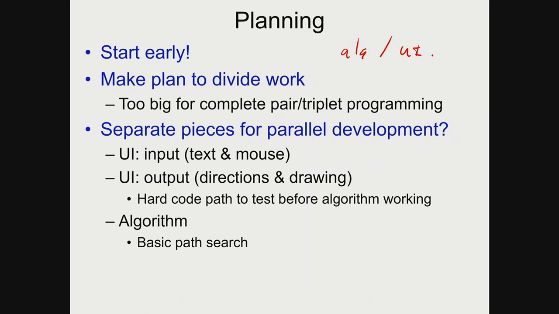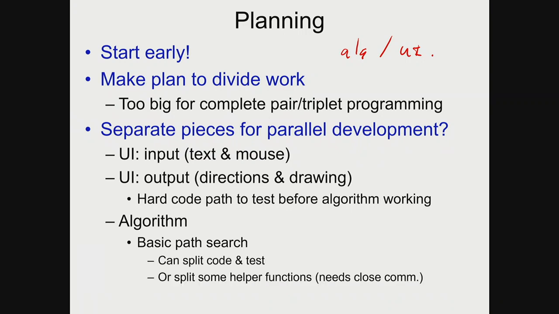And your algorithm can be divided up some too. So you can say, well, I want to get a basic path search going that just gets me maybe a legal solution. And I could split the coding of that from the testing of it, so that can get me a little more parallelism. I could also, with some more planning, have two team members collaborate on this where they work out what functions we need, and they each write some of the different functions. But that takes closer planning.